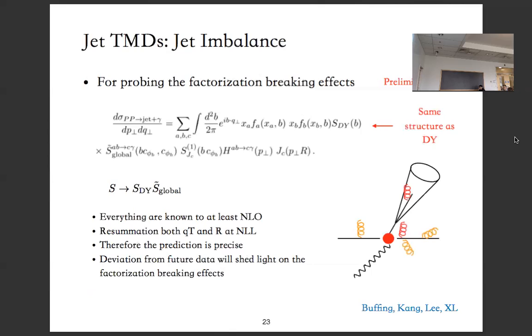Everything is known to at least next-to-leading order, or even beyond. For instance, the hard function is known to next-to-leading order also. So in this formula, we can resum both the QT and the R logs at next-to-leading log at least. So the prediction is very precise, and again, any deviation from the data can shed light on the factorization breaking effects. It's the same as the Drell-Yan TMDs, same up to color factors.